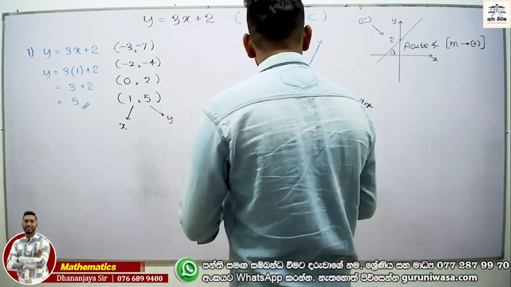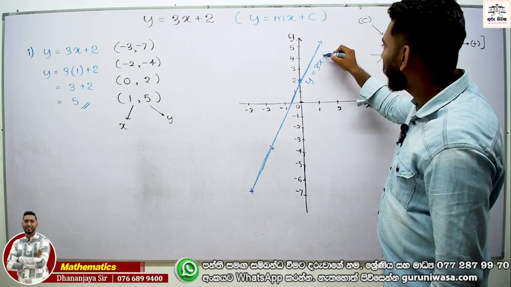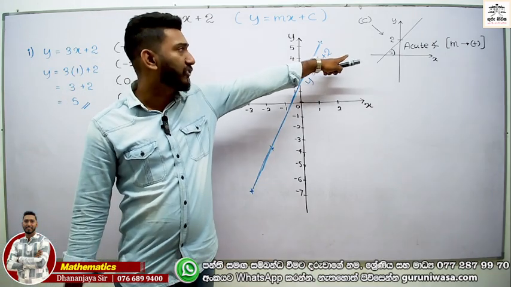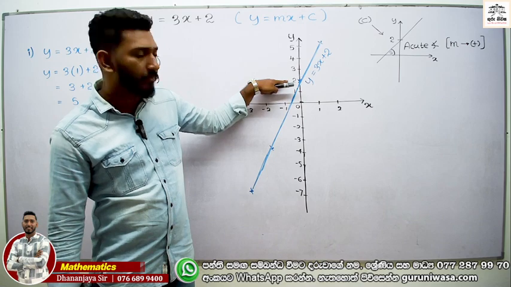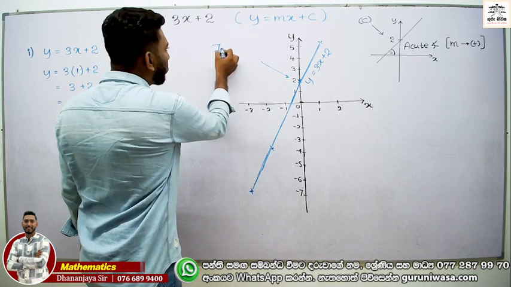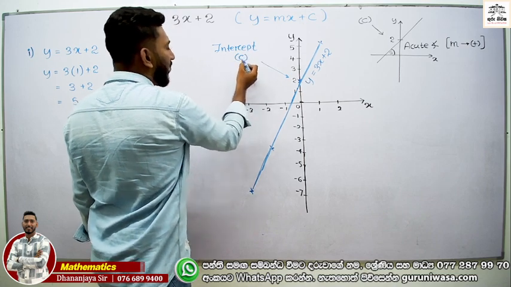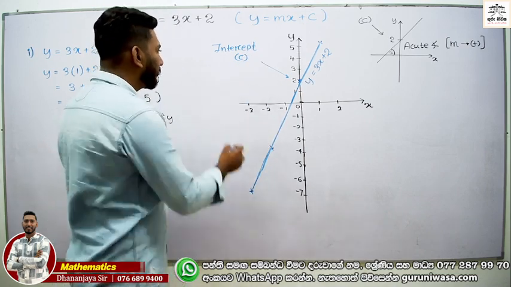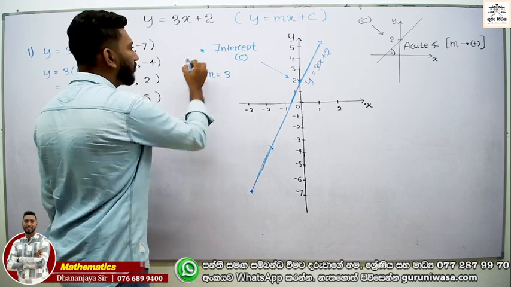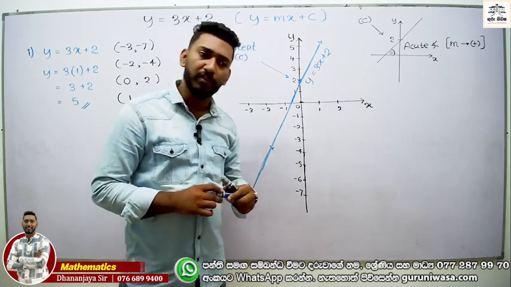Right. And this one is y equals 3x plus 2. Look at this sketch, it's just like the sketch we drew. Look, it cuts the y-axis at plus 2. This one we call an intercept. We call it C. And the gradient is positive, m equals 3. It's a positive 3, an acute angle between the graph and the positive direction of the x-axis.